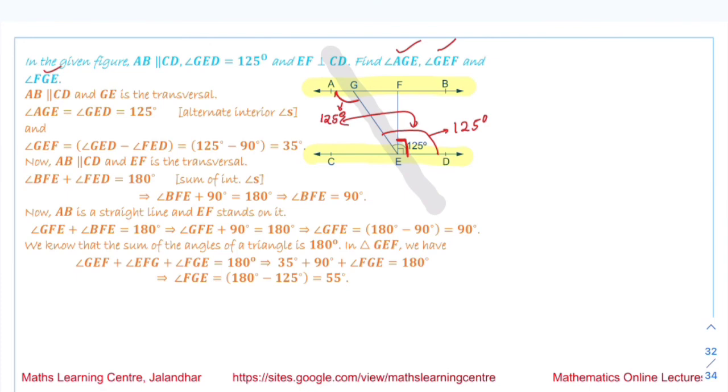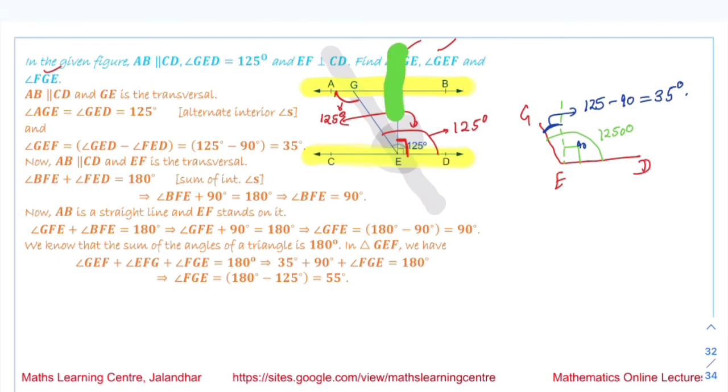Now for this portion I am talking about, we have D, G and E, and we have a perpendicular over here. So this angle is 90 degrees, and this larger angle is 125 degrees. So this angle will be equal to 125 minus 90, which is 35 degrees.